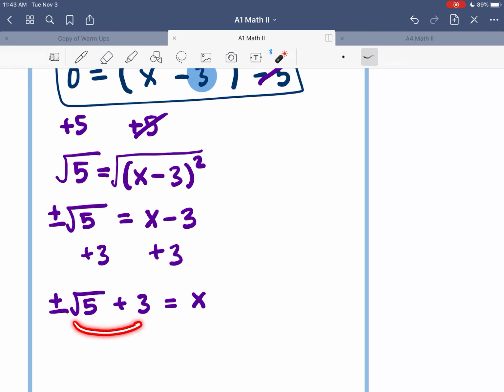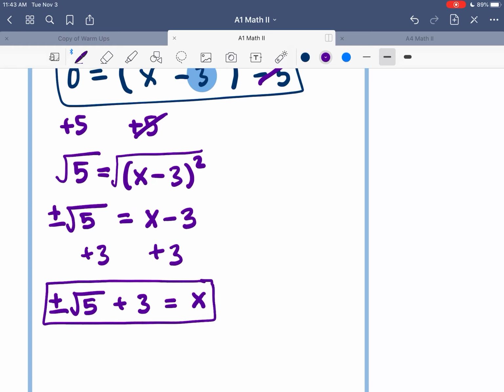We can't combine these two things because one's inside of a square root, so you can't really touch it. The other one's just a normal number. So that's really as far as we can go. That is 2 solutions to that quadratic, because there's both a positive square root of 5 and a negative square root of 5 happening there.